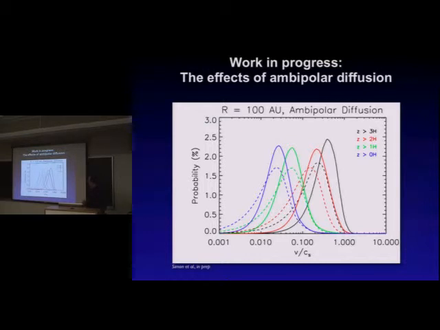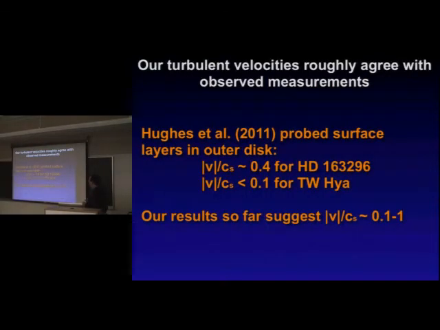But that doesn't necessarily mean that that's what you will observe because, again, so far we've only been able to probe the surface layers of the outer disk, which result in 0.4 for HD 163296, and 0.1 for TW Hydra. In these outer layers, we get 0.1 to 1, which is an order of magnitude change in the velocity. But at least it's in rough agreement with observations so far.